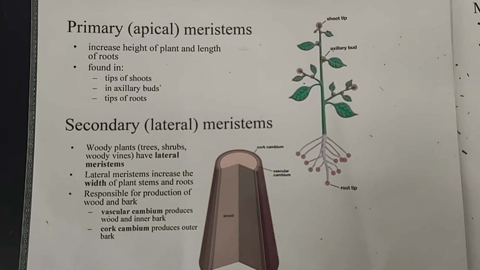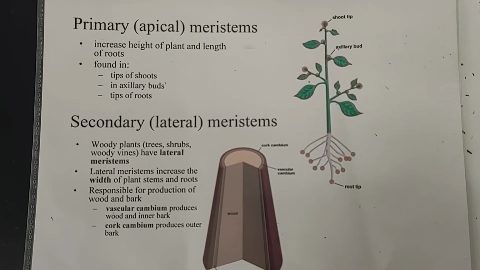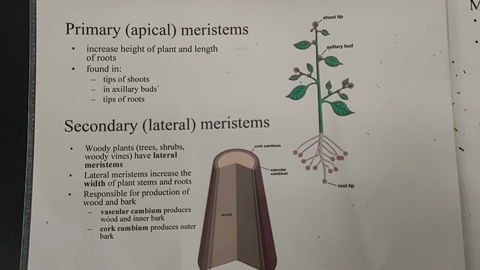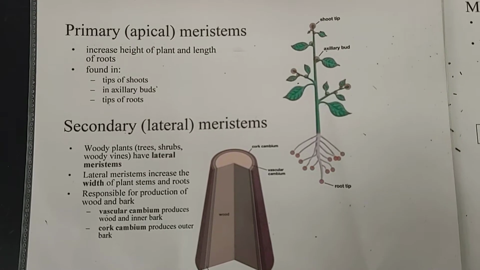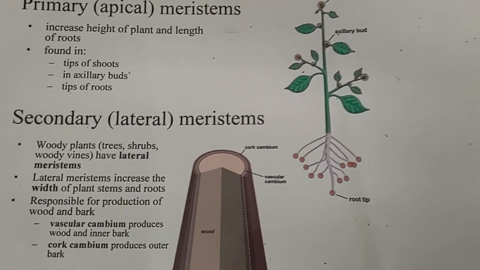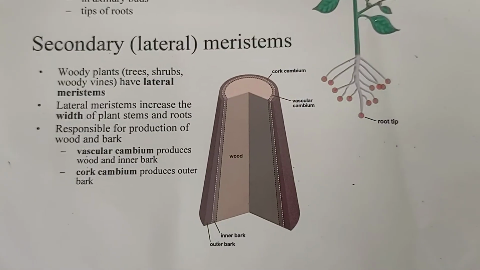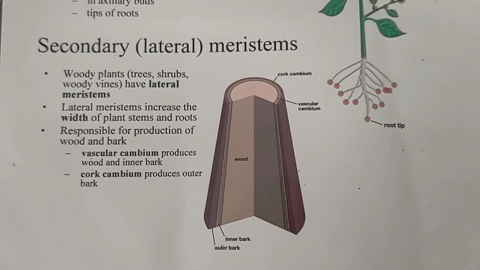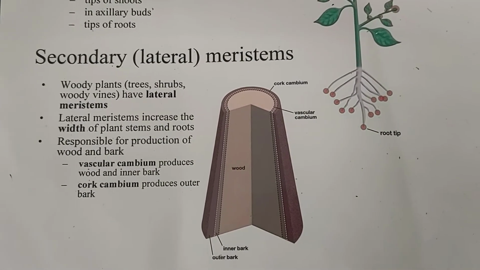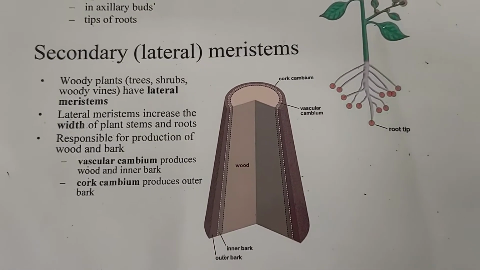For the first introduction on wood, the lecture talks about apical meristems. Remember, these are found in the roots and shoots and the axillary buds and allow the plant to grow taller in these cases, or wider. But eudicots, or woody plants, are able to grow laterally. So they have lateral meristems that increase the width of the stem and the roots.